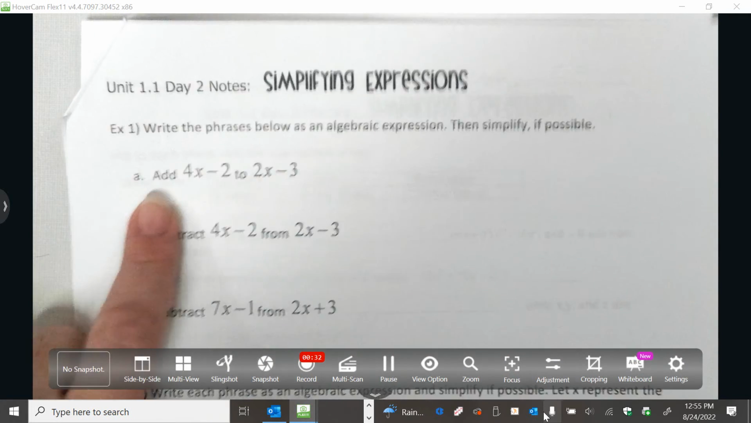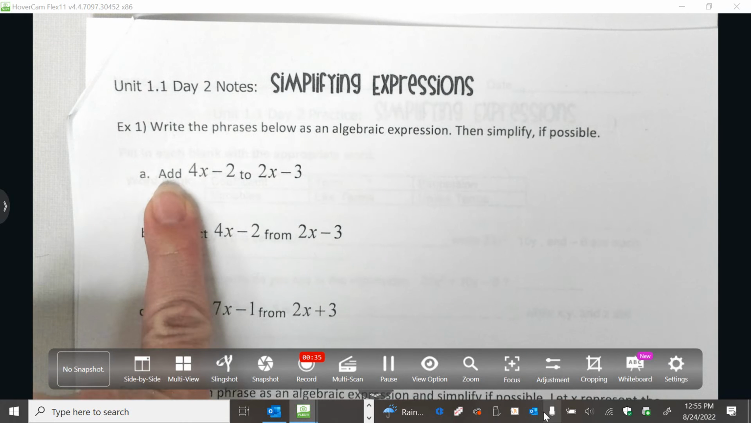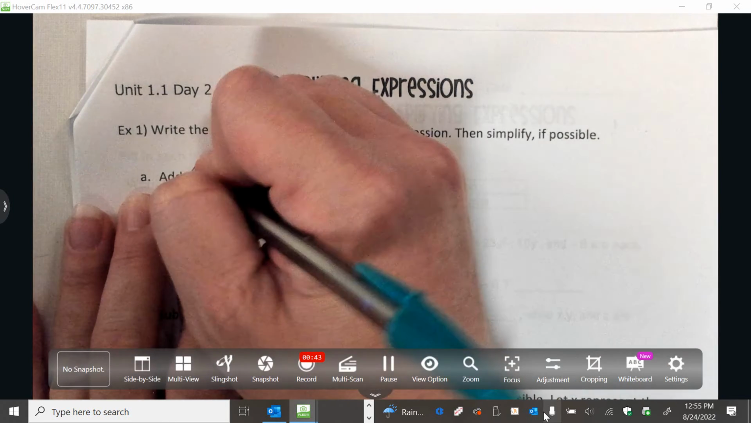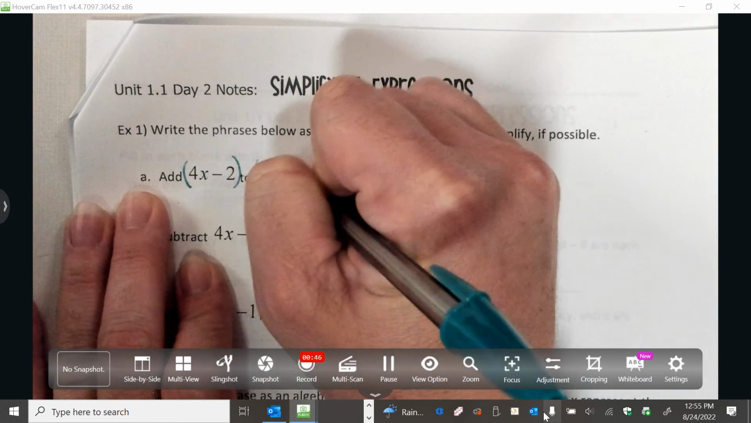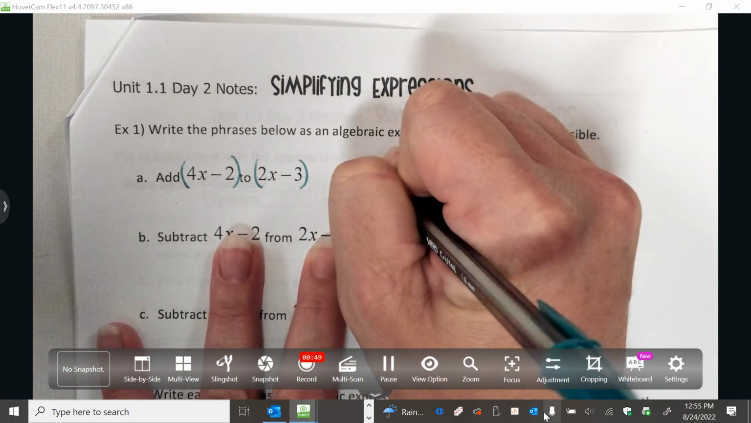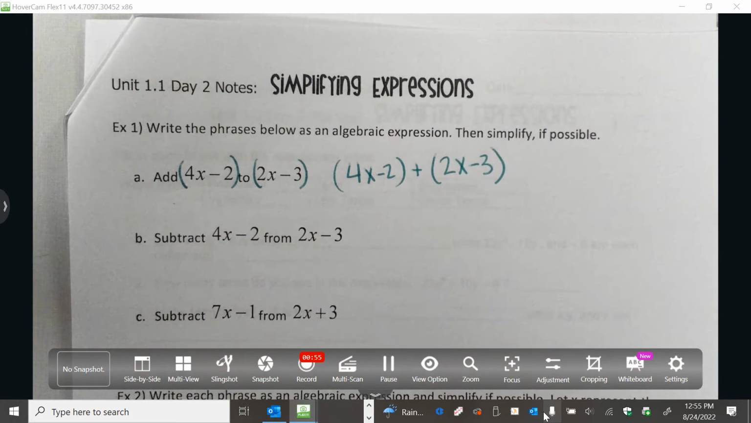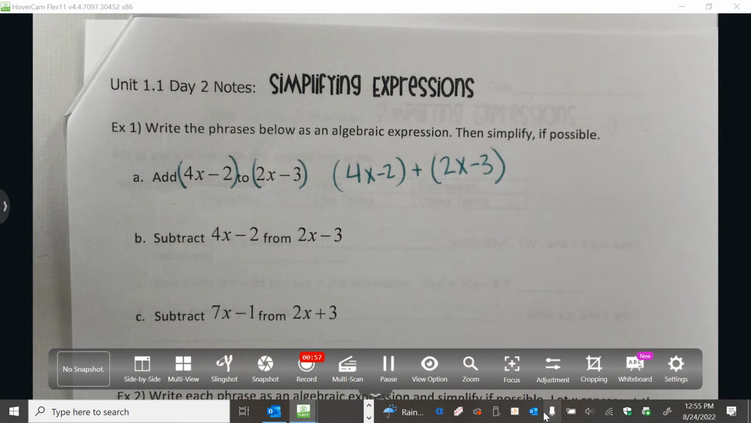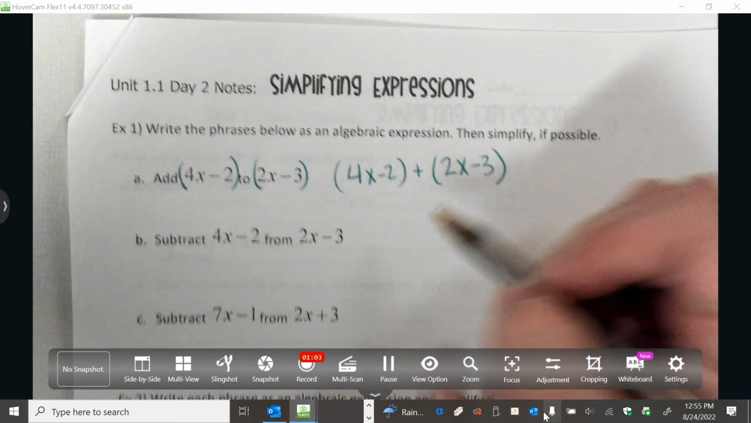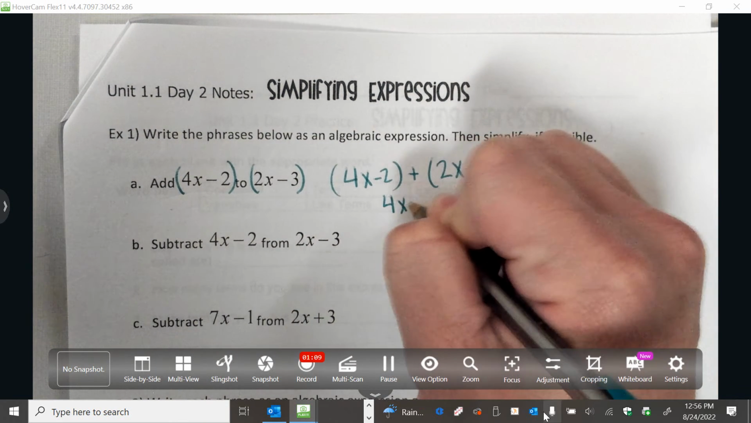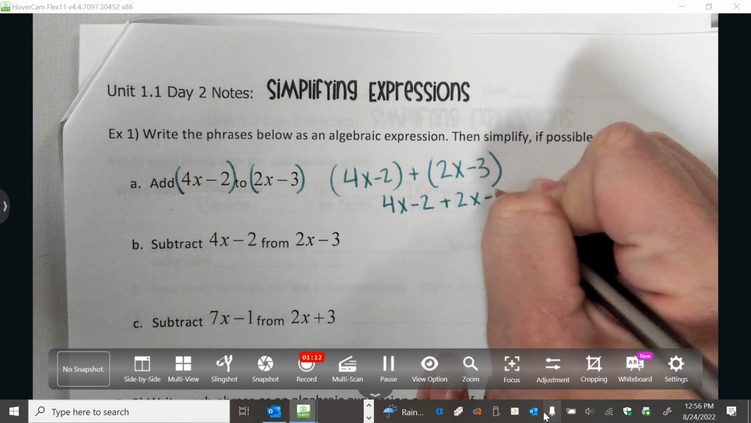Okay, so the first couple we have add. Well, what's the best part about addition? It's pretty much that order doesn't matter. So I can put these in parentheses and do 4x minus 2 plus 2x minus 3. But here's my question. With addition in the middle, do I need either of those parentheses? No, I don't. So when you see addition or add, you don't have to put parentheses. If you're better at just staying in the habit of doing it one way, then definitely keep the parentheses.